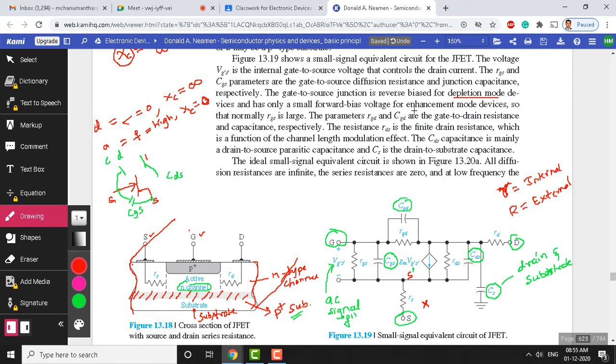Enhancement mode means we are applying gate to source voltage with positive values. When we apply positive values, within the channel there is an enhancement. The words depletion and enhancement are used with reference to the charges which are induced in the channel.